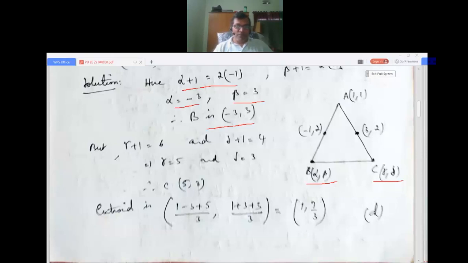Gamma plus 1 equals 6 and delta plus 1 equals 4. Now here gamma equals 5 and delta equals 3. How did I get it? See again here, gamma plus 1 by 2 equals 3, because 3 comma 2 is the midpoint.